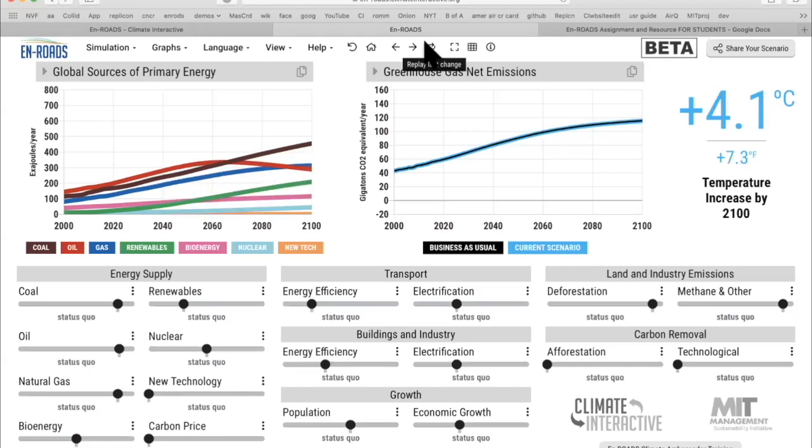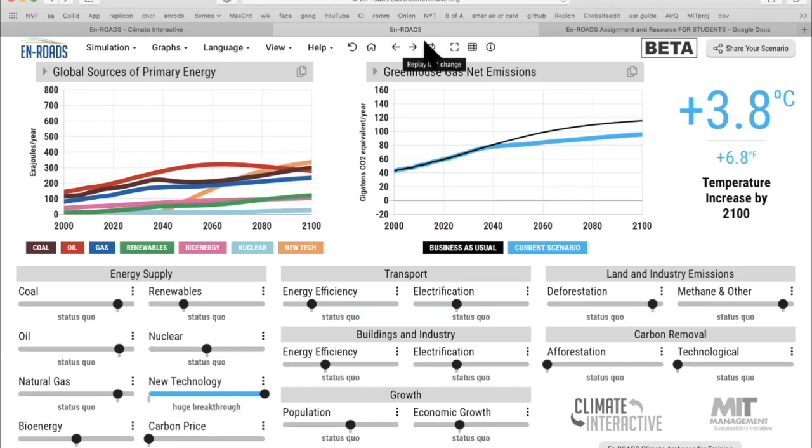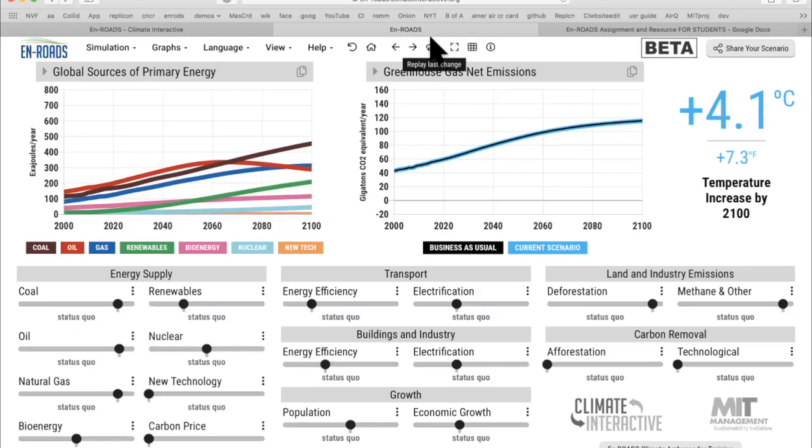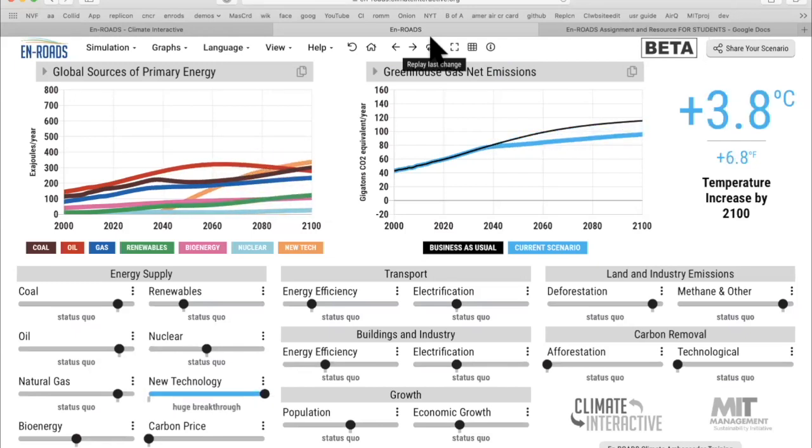So notice that we get the growth in thorium fission, and as you would guess, greenhouse gas net emissions go down, because we're not burning as much gas and coal, so we have less emissions. The blue line is the new run. The black line is the old run. The wedge between the two is the avoided emissions. I'm going to show you again. And then temperature goes down from 4.1 to 3.8, not 2 degrees, not 0.5 degrees.